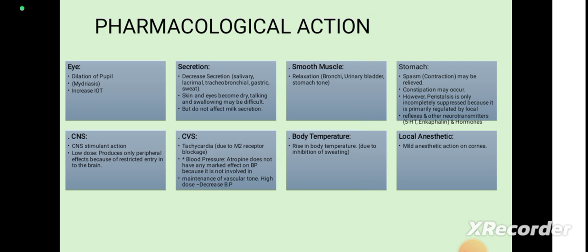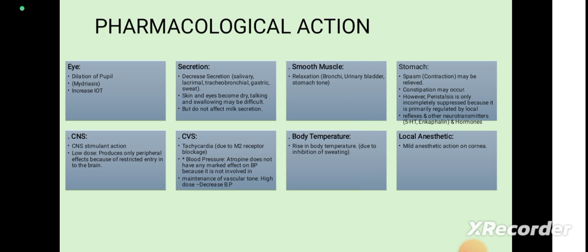Eye: dilation of pupil, mydriasis, and increased IOT, that is intraocular tension. CNS is central nervous system. Stimulant action in low doses produces only peripheral effects because of the restricted entry into the brain. So the entry is restricted, it cannot cross the BBB easily.